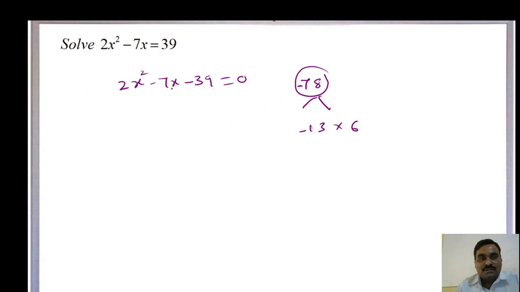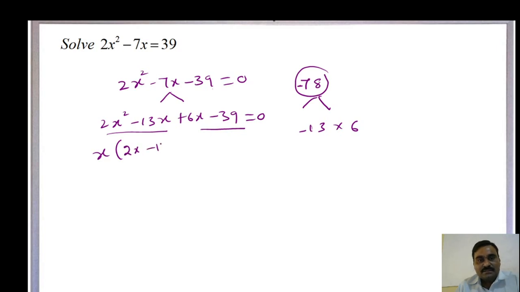So minus 13 into 6 gives minus 78. In order to split this trinomial, I am taking the factors as 2x square minus 13x plus 6x minus 39 is equal to 0. Now after splitting the middle term, we go with the grouping. So this is the first group and this is the second group. In the first group, x is common, so we get 2x minus 13 in the bracket. In these two terms, we get 3 common. If you take plus 3, then 2x minus 13 is equal to 0.